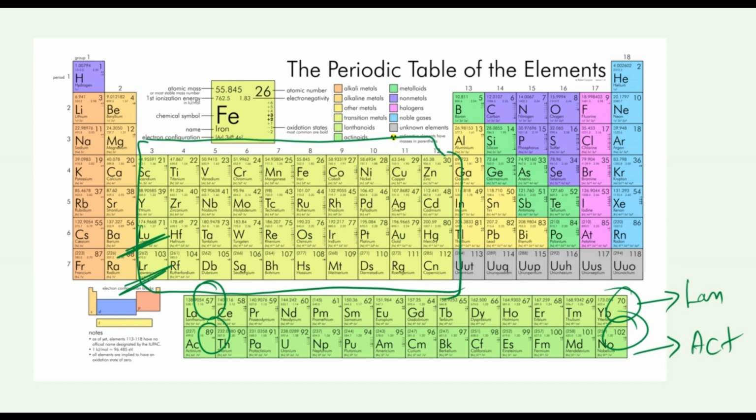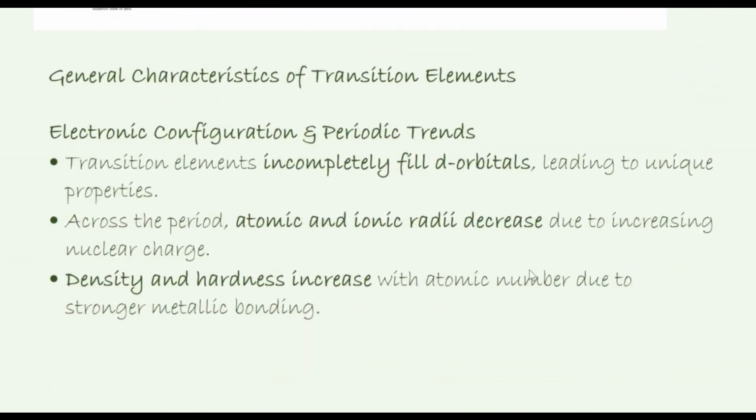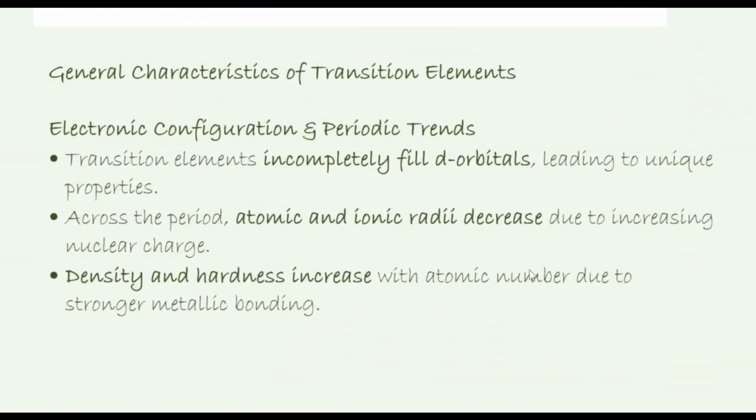Here in the D block, as I told you, the electronic configuration has incompletely filled d orbitals, leading to unique properties. Across the period, atomic and ionic radii decrease due to the increase in nuclear charge, and down the group they increase because of the increase in the number of shells. Density and hardness increase with atomic number due to strong metallic bonding. These transition elements are metallic in nature. Don't think about non-metals at all.